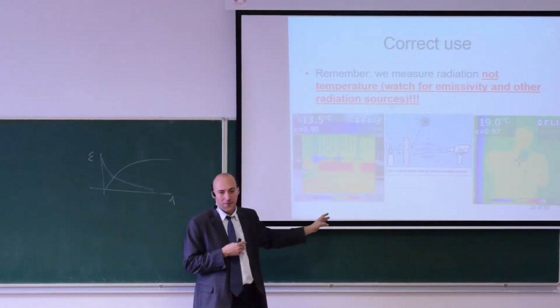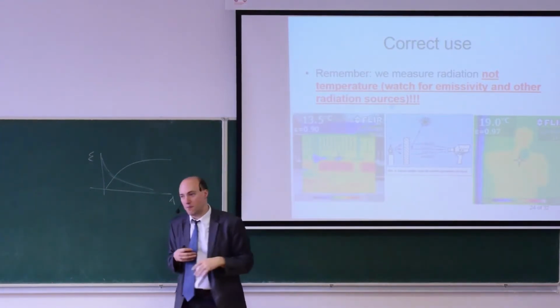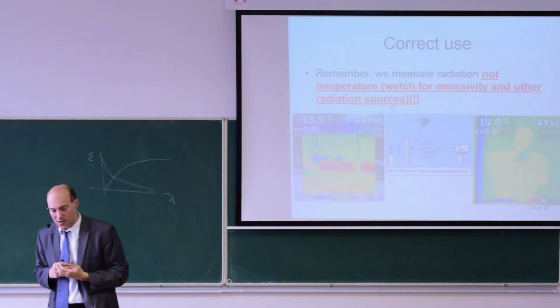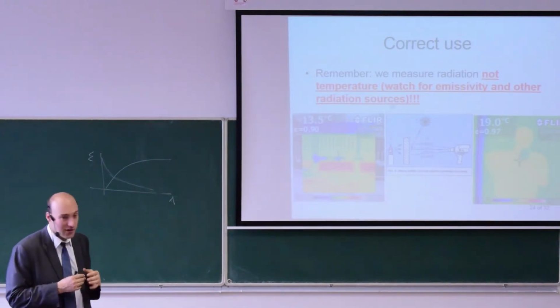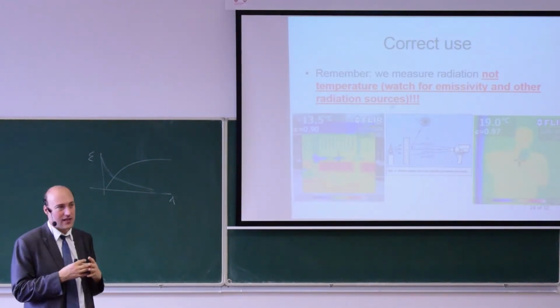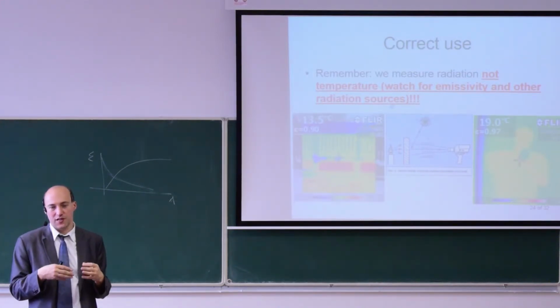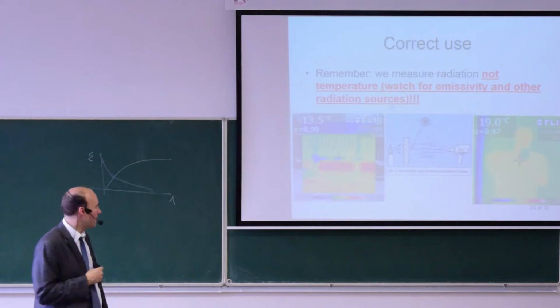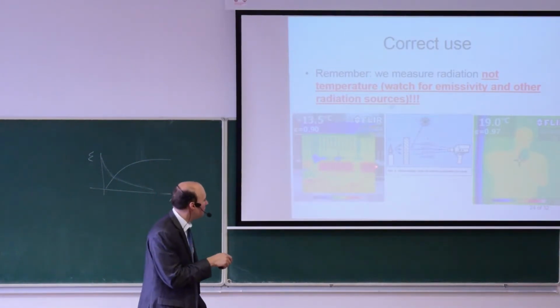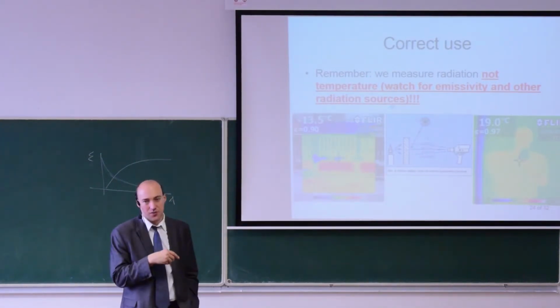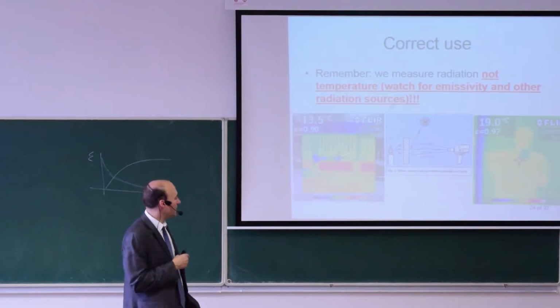So if you take pictures of buildings with a thermal camera, you cannot read the temperatures, but you should look for temperature differences on objects which have different emissivities. So that's the basic problem in pictures like this. You don't know what the emissivity is.